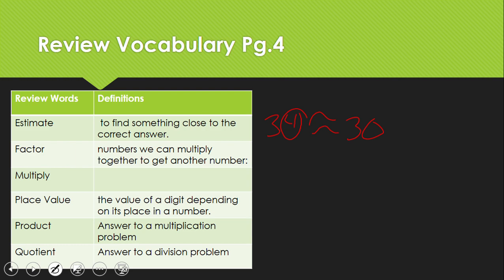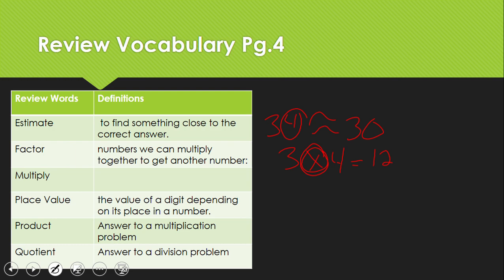Factors are numbers that can be multiplied together to get another number. So for example, we could multiply the factors of 3 times 4, and that would give us 12. So here we have the factor 3 and the factor 4. Those are factors of 12. Multiply is pretty simple. Basically, it's when you are trying to find the answer of a multiplication problem.